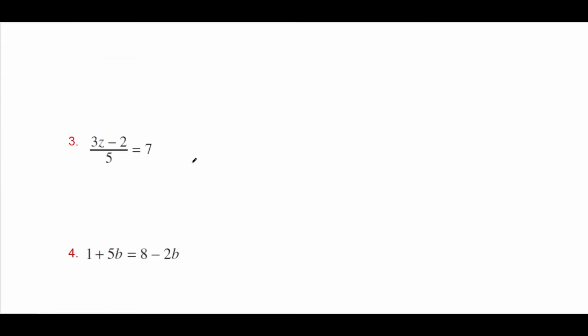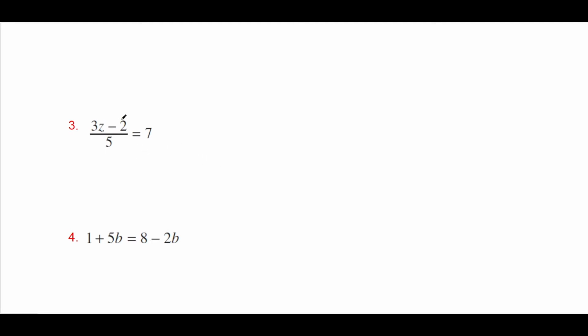Next example. In this one, you want to make z by itself. What you can do first is try and get rid of the fraction here. How do you get rid of the fraction? You've got to times both sides by the denominator. So you times the left hand side by 5, times the right hand side by 5. If I times the left hand side by 5, I get 3z take away 2. If I multiply a fraction by the denominator, basically the denominator vanishes. Multiply the right hand side by 5, I get 35.